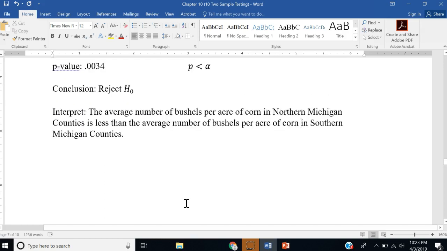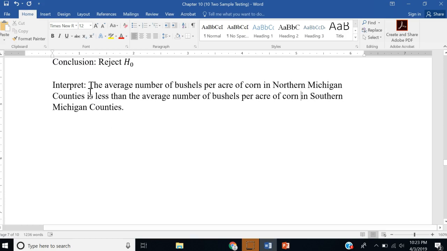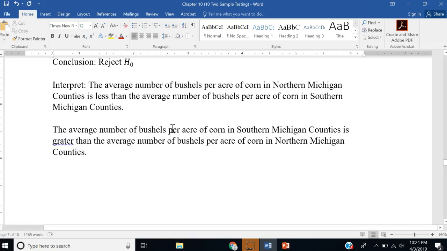Now, just as a note, if you wanted to, you could have reversed that statement and said the following. You could have said the average number of bushels per acre of corn in southern Michigan counties is greater than the average number of bushels per acre of corn in northern Michigan counties. So again, northern is less than southern is the same as southern is more than northern. So you can say it either way.